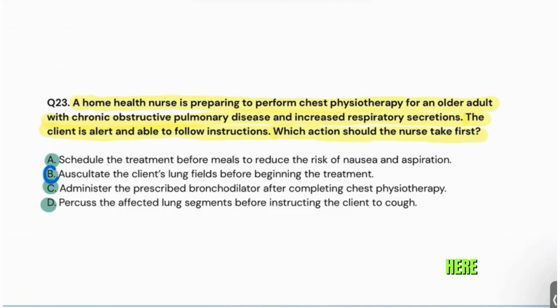So the best answer here is going to be letter B. Assess respiratory status before chest physiotherapy so the nurse can identify affected areas and evaluate response afterwards. Letter A. Timing before meal is appropriate but not the first bedside action. Letter C is incorrect. Bronchodilators are generally more useful before the therapy. And letter D is also incorrect because assessment precedes percussion. Let's go to question number 24.